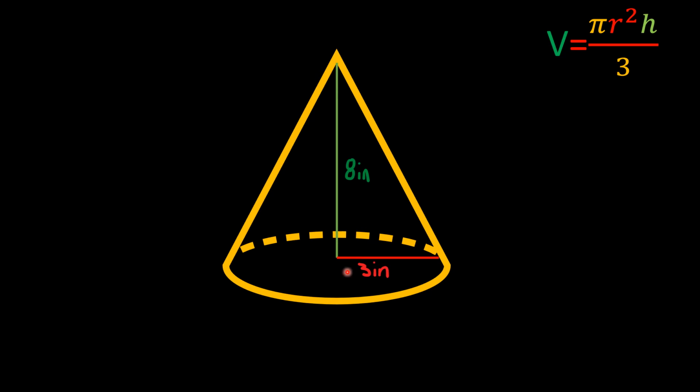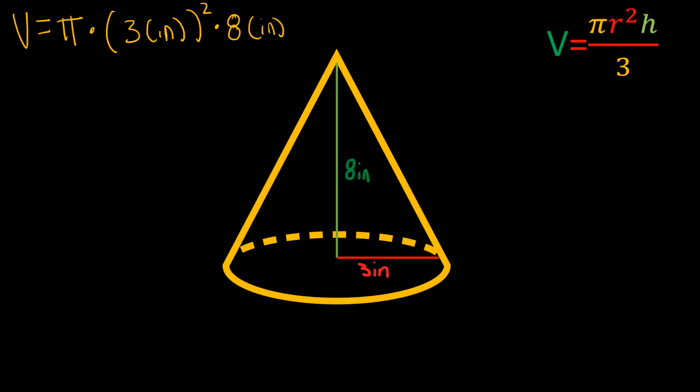So in this equation, we have 3 inches as the radius and we have 8 inches as the height. Everything we need is in this equation, and therefore we can just simplify. Plug and chug. So let's do it. Volume equals pi times the radius squared, which is 3 inches squared, times the height, which would be 8 inches. And of course, this is all divided by 3.